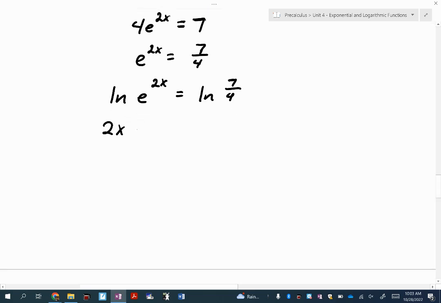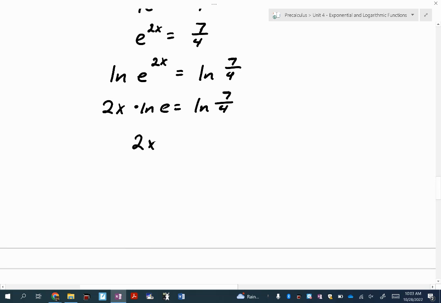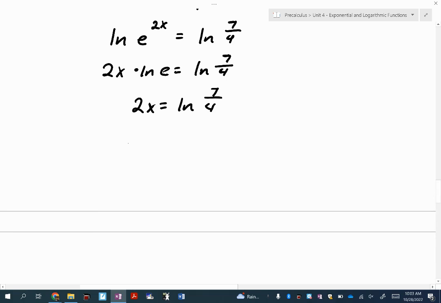The power property says we can move it in front. And as I mentioned earlier, the natural log of e is just 1. So this is just 2x equals the natural log of 7/4. And to finish it, x is going to be the natural log of 7/4 divided by 2.